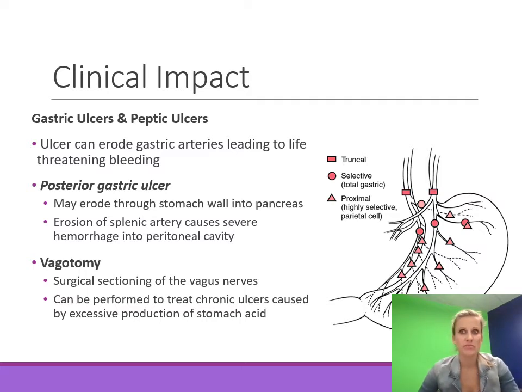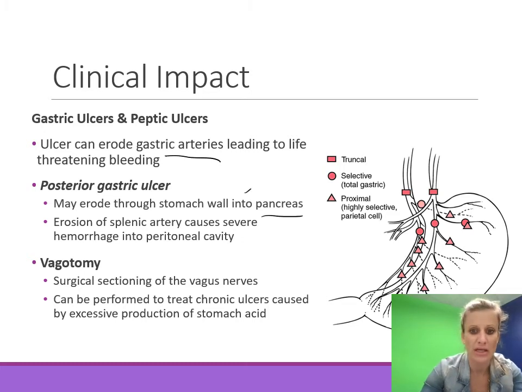Ulcers that are extremely severe can erode deep enough through the gastric wall that they can actually erode the gastric arteries that are present along the lesser curvature of the stomach. This can lead to life-threatening bleeding. Ulcers that are present along the posterior wall of the stomach can erode through the stomach wall and into the pancreas, which sits just posterior to the stomach. This results in referred pain to the back.